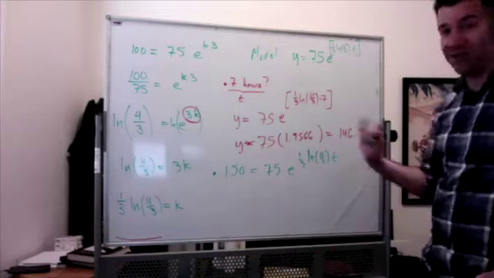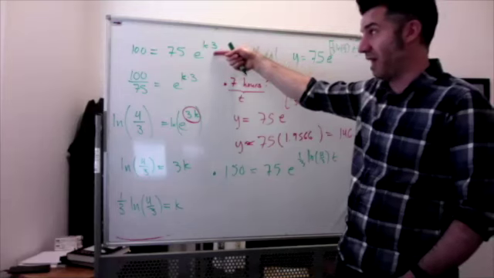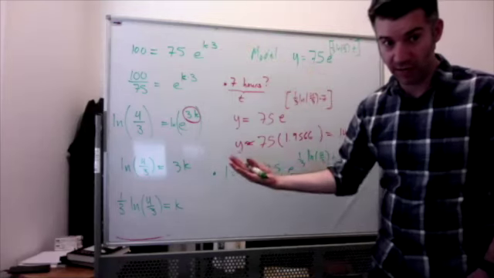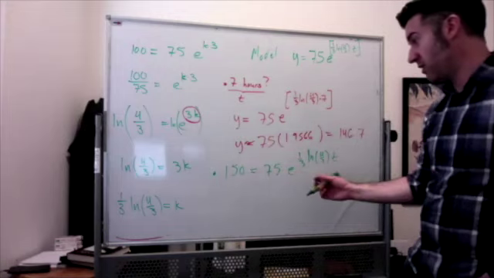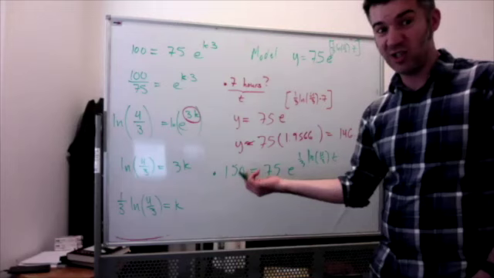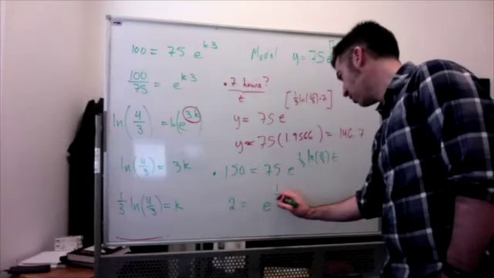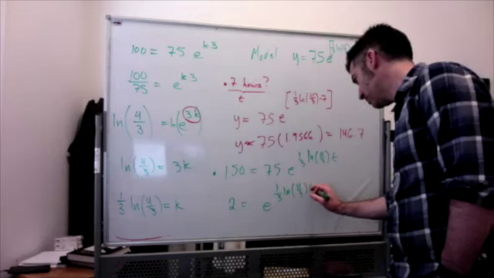So the process is always the same, though. In fact, the process is essentially the same as what you did when you solved for k. We're going to divide both sides by the coefficient, then take the natural log of both sides, then isolate the variable. So I'm going to divide both sides by 75. 150 divided by 75 is 2. So I get 2 equal to e to the 1/3 natural log of 4/3 times t.